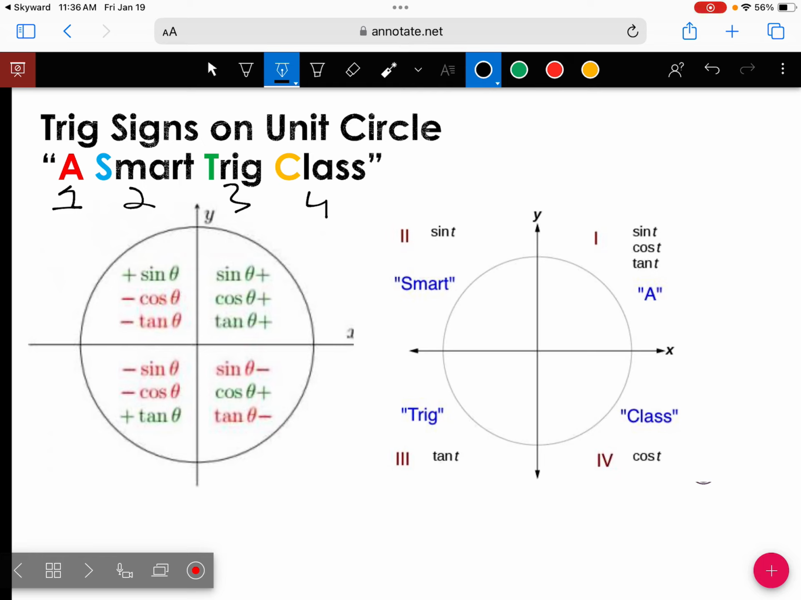So what do we think that A stands for? Apple, acetaminophen, anything math related? Alexis? Okay, so that A is going to tell us that all three are positive. So you can write that underneath. A means all. And as you can see over here, sine, cosine, tangent, they're all positive.